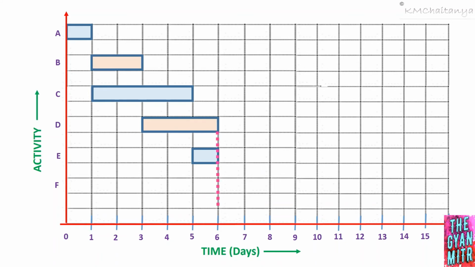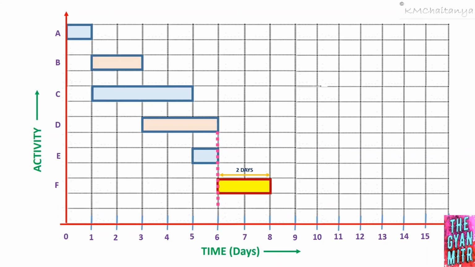From the Gantt chart, we can see both activity D and activity E are completed at the same time, which is at time t equal to 6. Therefore, activity F is going to start from time t equal to 6 and the duration for activity F is 2 days. Therefore, my activity F is going to look something like this.